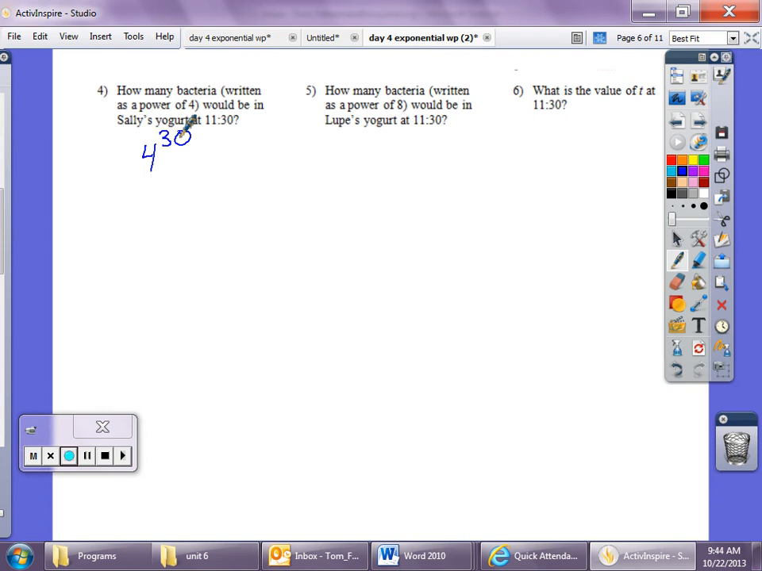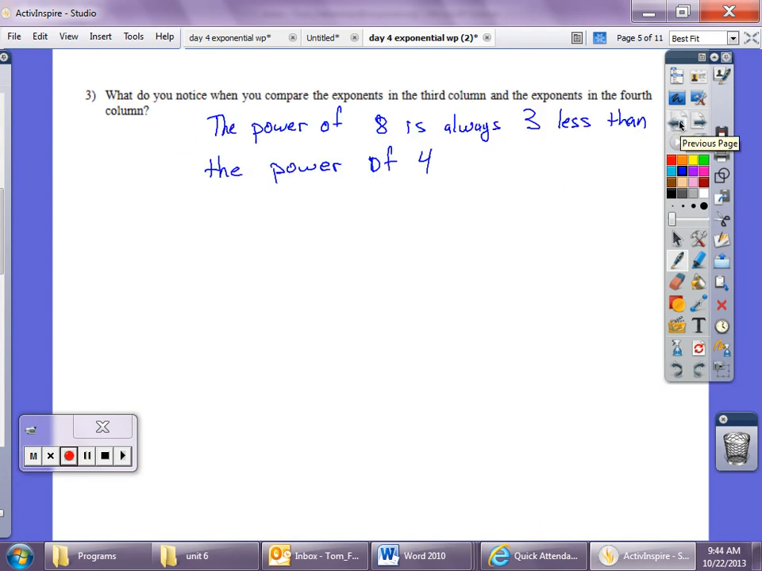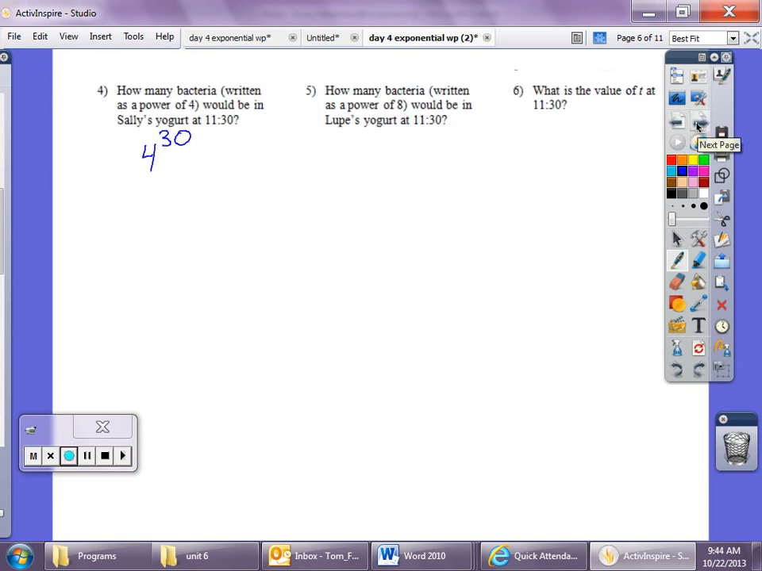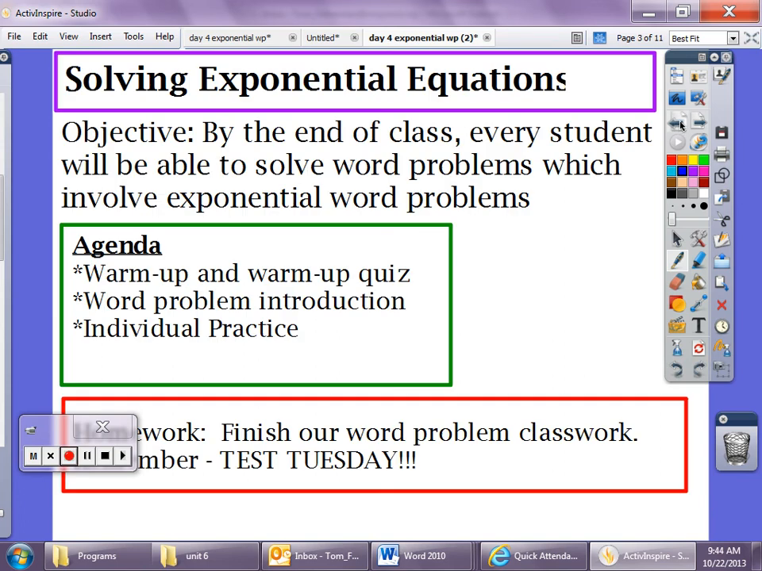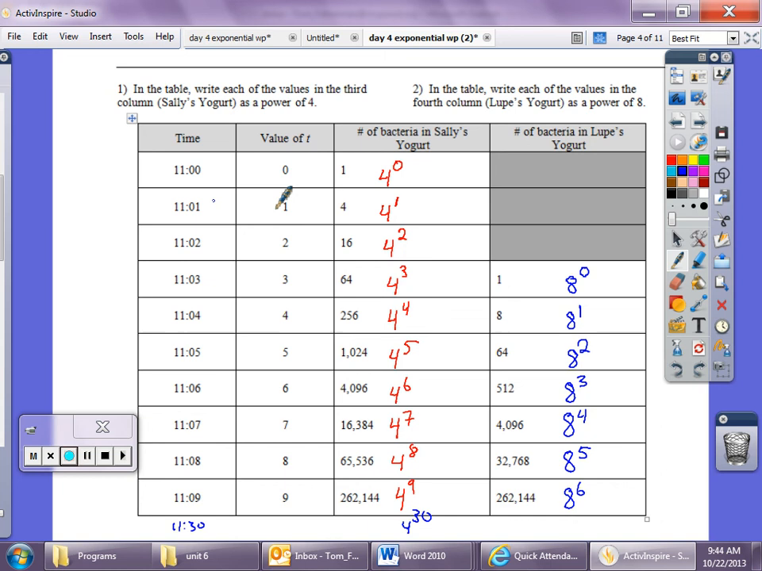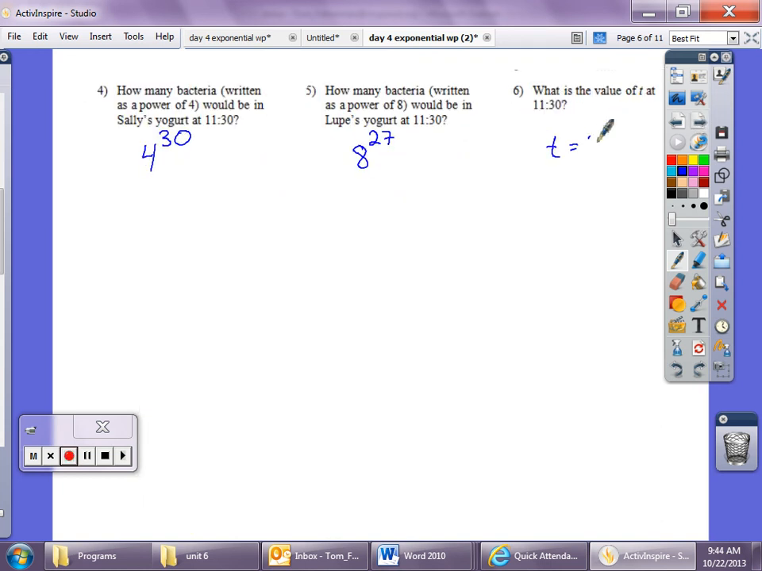Well, how many bacteria written as a power of 8 would be in Lupe's yogurt? If we look at what we just said in question number 3, the power of 8 is always 3 less than the power of 4. If we figured out the power of 4 is 30, that means the power of 8 is going to be 30 minus 3, which is 27. And the value of t at 11:30? Well, the value of t is also going to be 30.